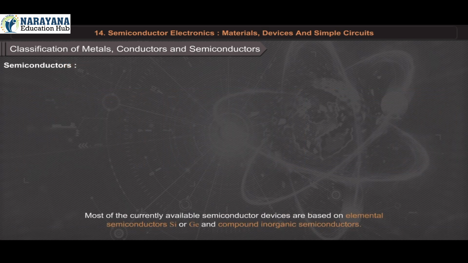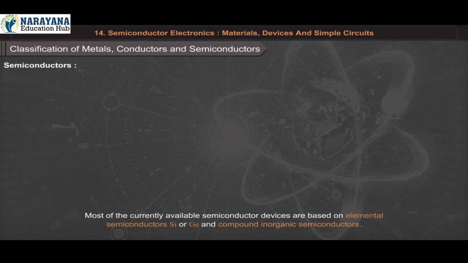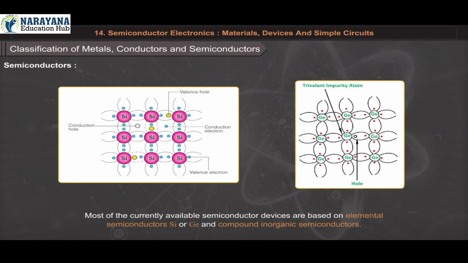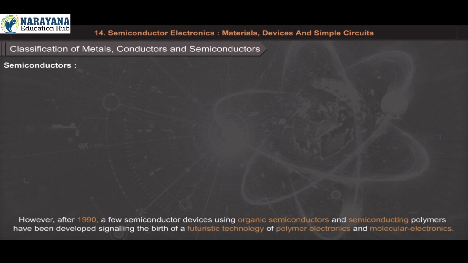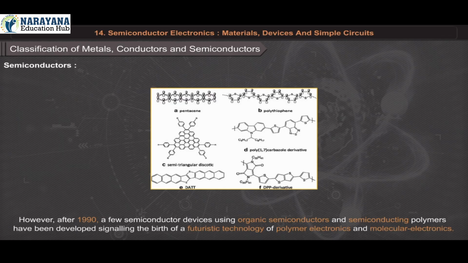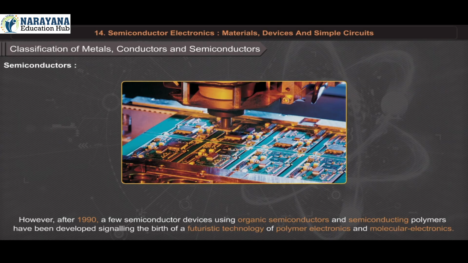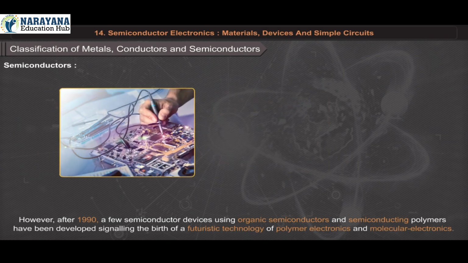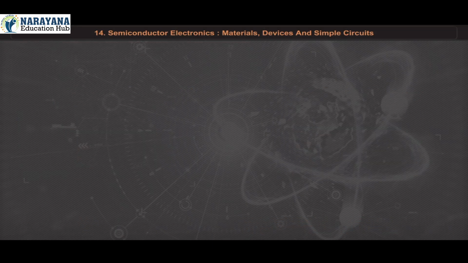Most of the currently available semiconductor devices are based on elemental semiconductors, silicon or germanium, and compound inorganic semiconductors. However, after 1990, a few semiconductor devices using organic semiconductors and semiconducting polymers have been developed, signaling the birth of a futuristic technology of polymer electronics and molecular electronics.